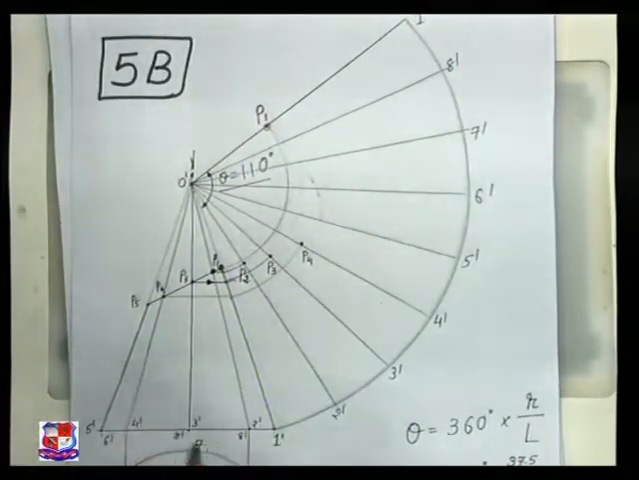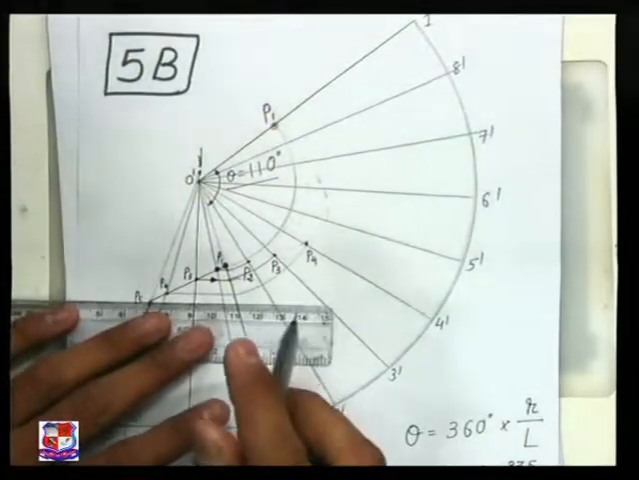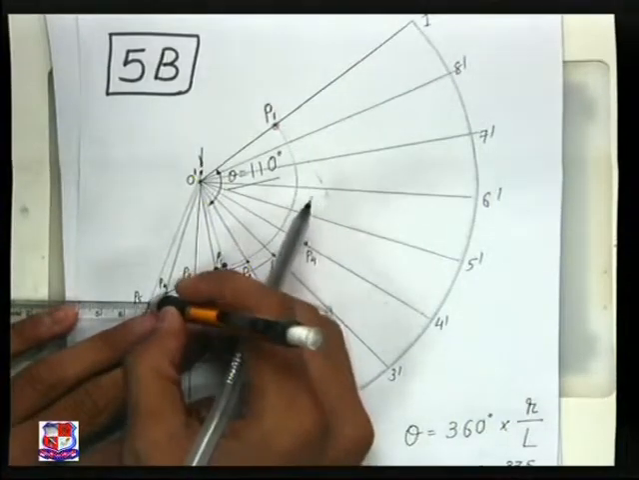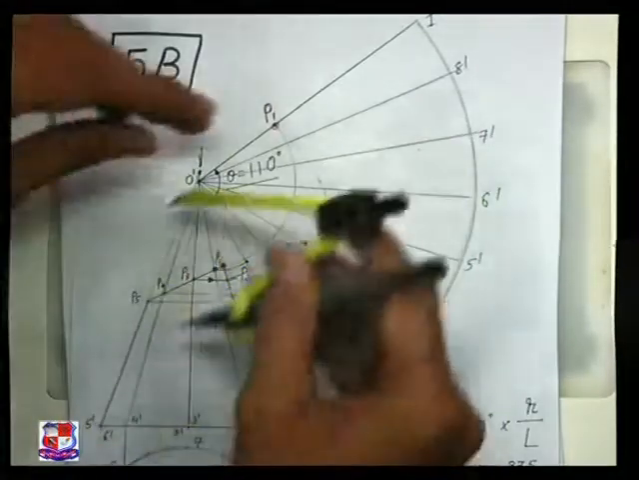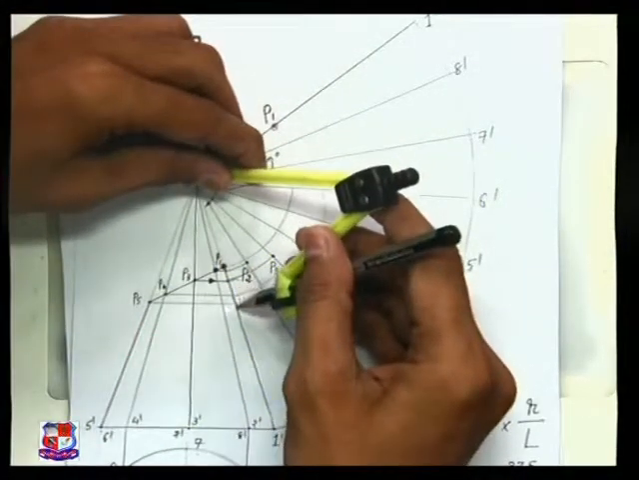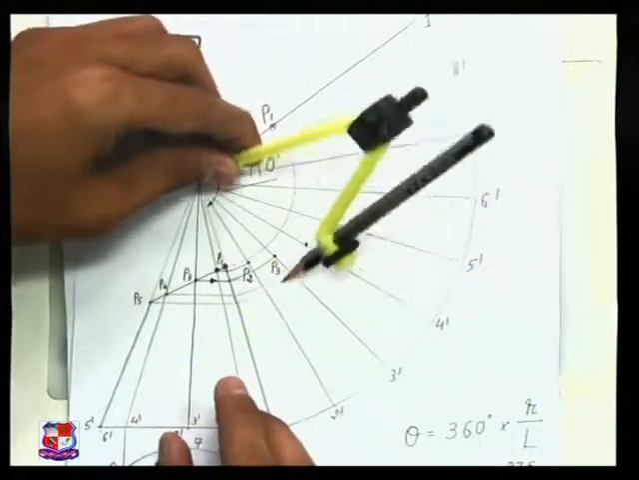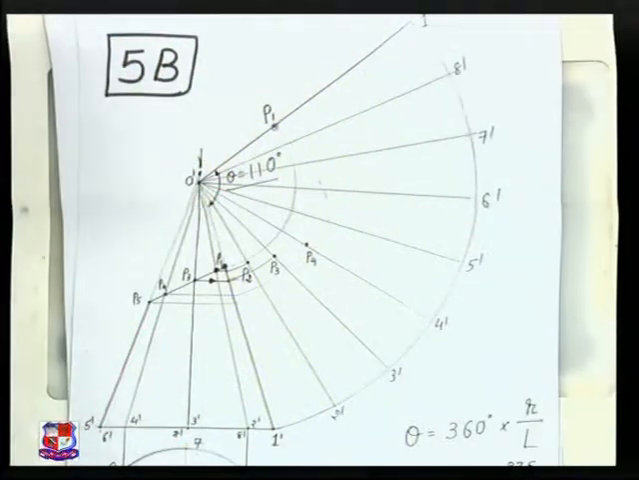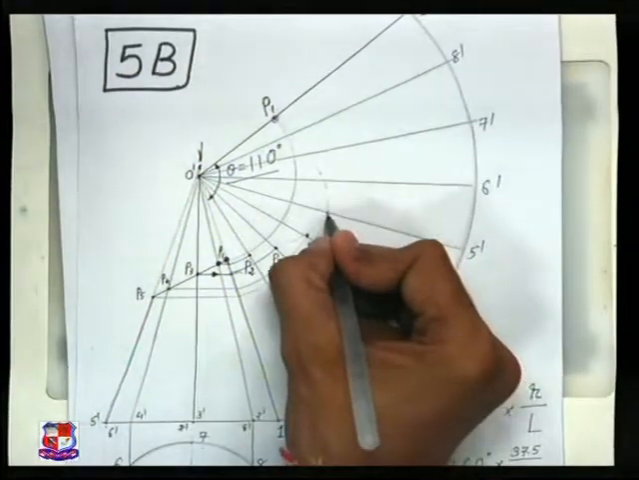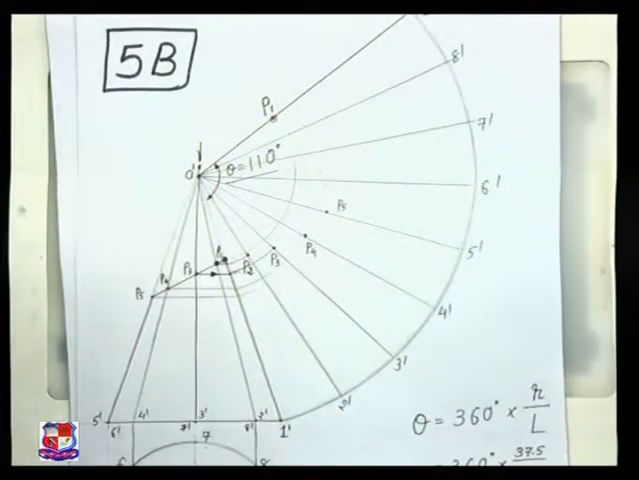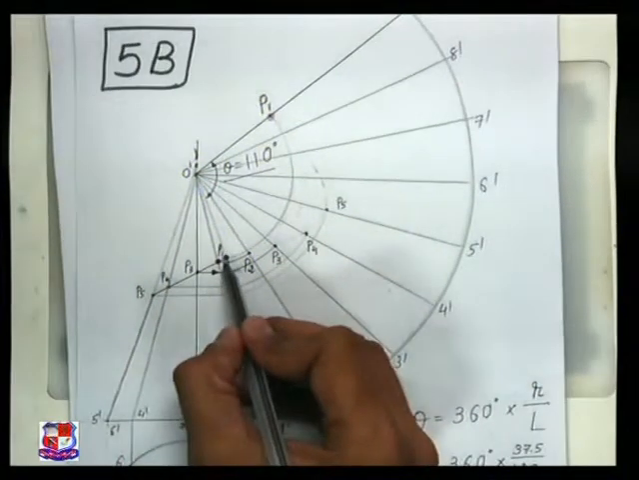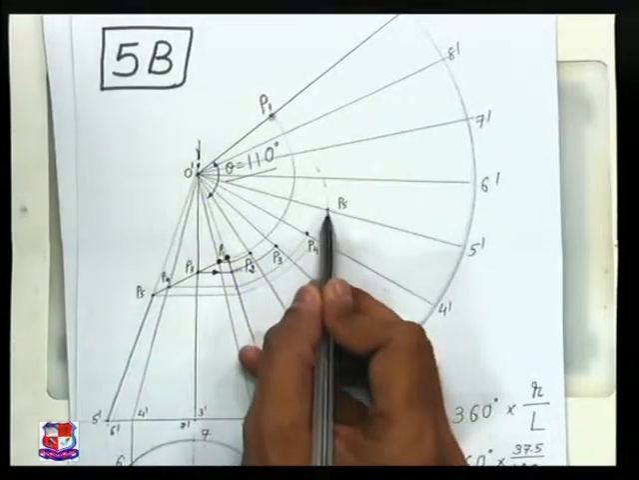So from that point draw a horizontal line like this, and then take O dash as a center, O dash to this point as a radius, draw an arc that will cut O dash 5 dash at one point, that is point P5. So we have identified, located 5 points P1, P2, P3, P4 and P5.